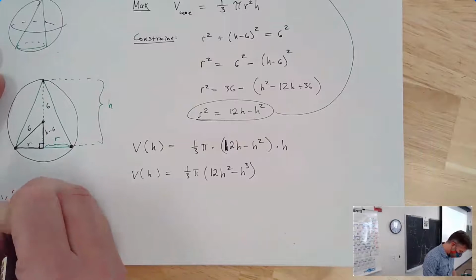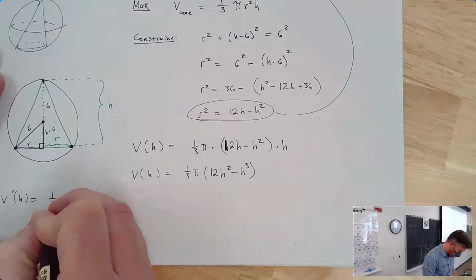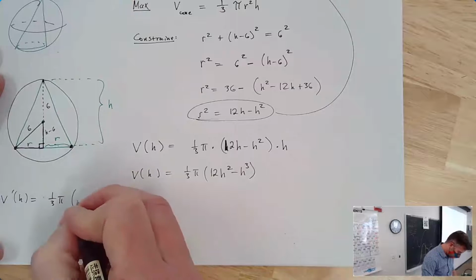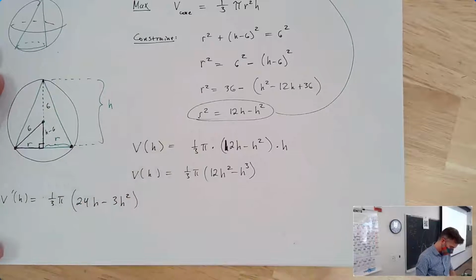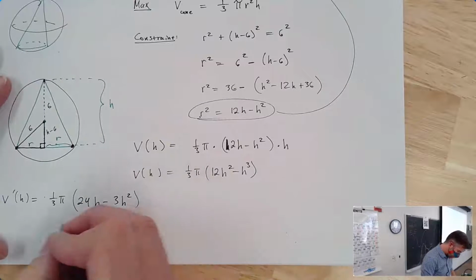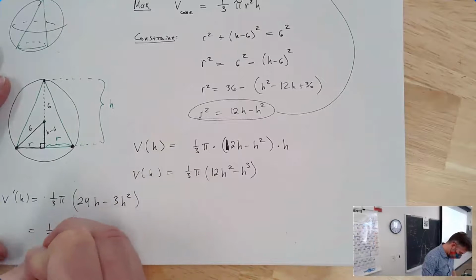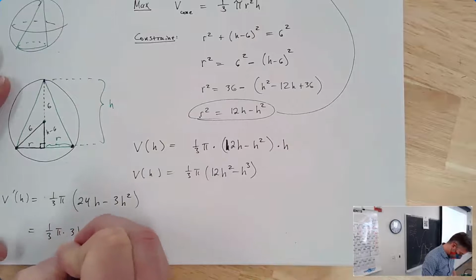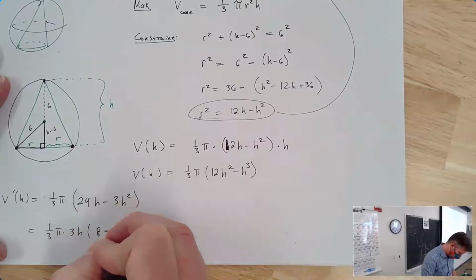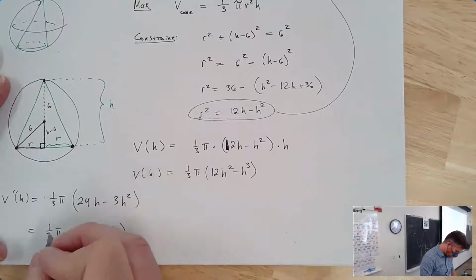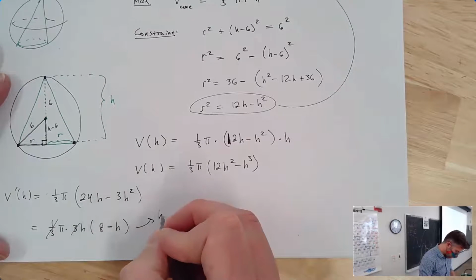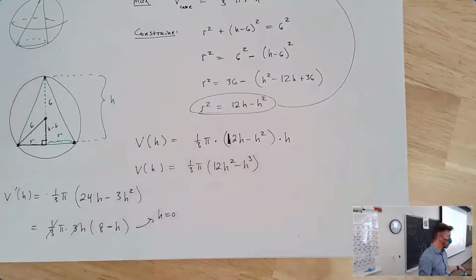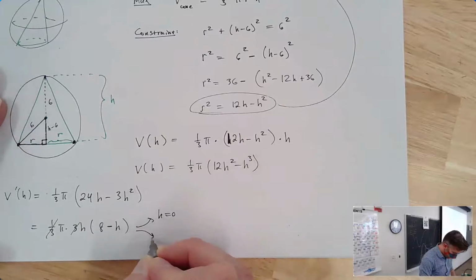So the derivative here is 1/3 pi times 24h minus 3h squared. Factor out a 3h. I'm left with an 8 minus h. So either h equals 0, which again doesn't make sense for an answer, right? That's not going to have maximum volume, or the height equals 8.